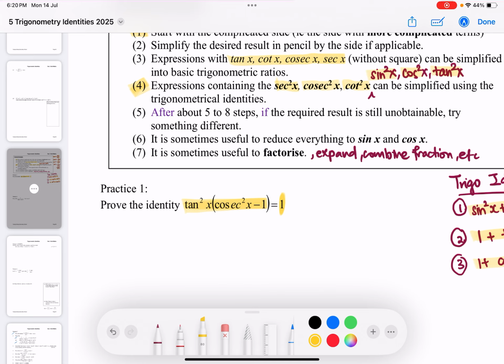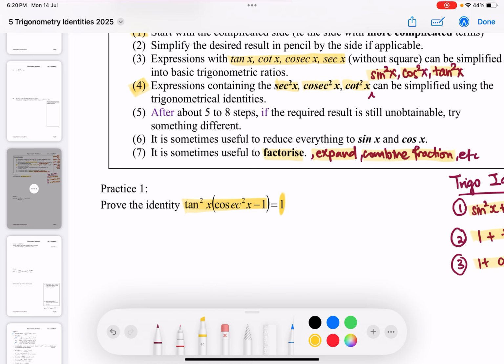Something else that I always find helpful is strategy 7. Strategy 7 is to factorize, expand, combine fractions, basically any method that you can use to rewrite an expression. We have learned things like factorization and expansion. All these are different ways to write the same thing, so these are also strategies that you can use. Later on, you will see which of these strategies would be helpful.